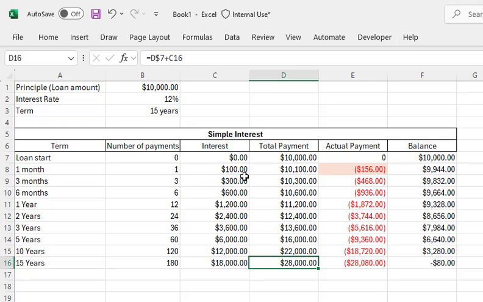Same thing at the bottom: D7, which is the $10,000 right here, and then we add C16, which is the $18,000. So we've got this column, and we know exactly how much the total payment is going to be in the end, with the interest. Obviously if you keep it for 15 years, you're going to pay $18,000 in interest on a $10,000 loan. It's a lot of interest.